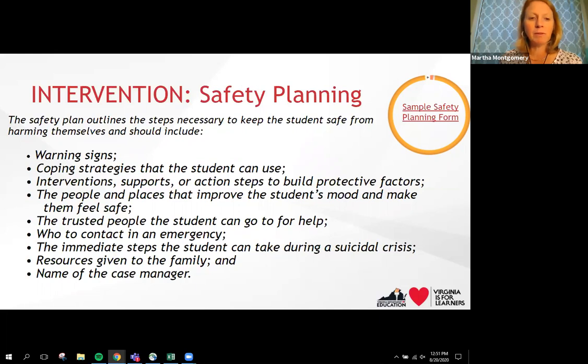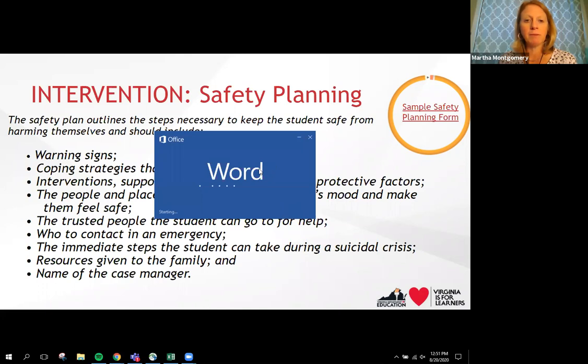Again, it can be used at different times within the process, but it's really important when students have gone through a suicide risk assessment that there is some type of safety planning in place, because we don't want to lose sight of this student. If they were in crisis once, it's very possible that they could be in crisis again.